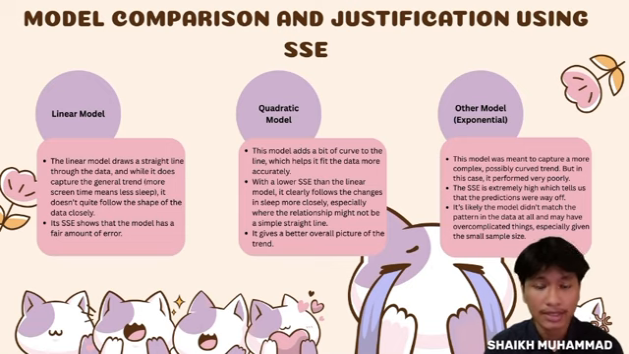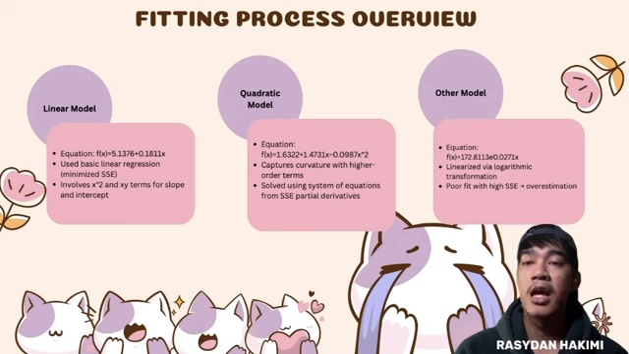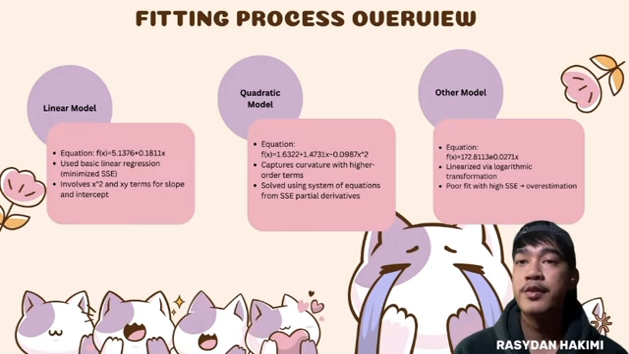And for the last one, the exponential model, it was meant to capture a more complex, possibly curved trend, but in this case, it performs very poorly. This is because the SSE is extremely high, which tells us that the predictions were way off. It's likely the model didn't match the pattern in the data at all and may have overcomplicated things, especially given the small sample size.